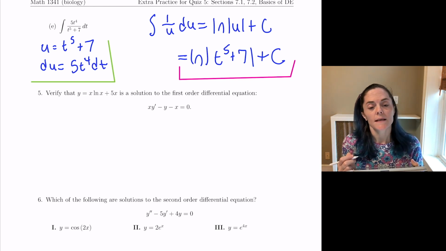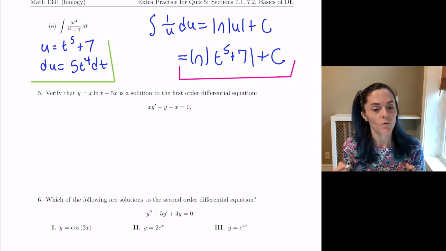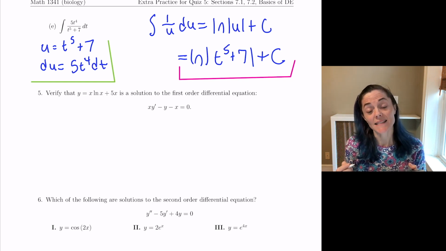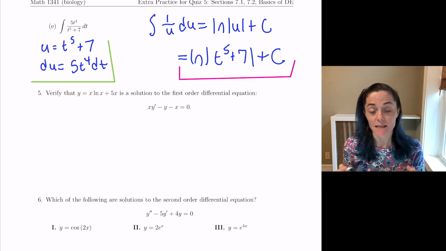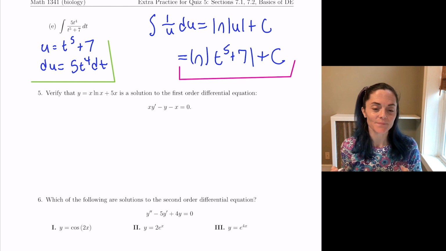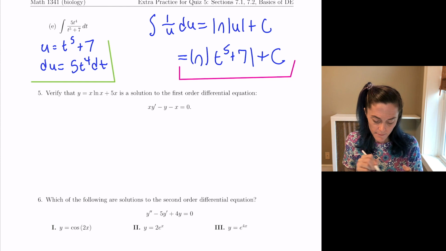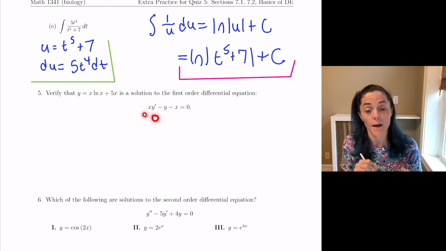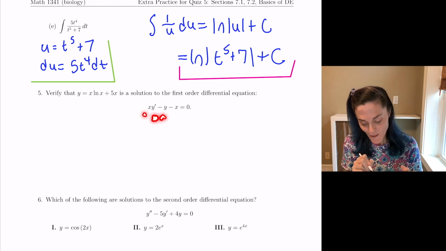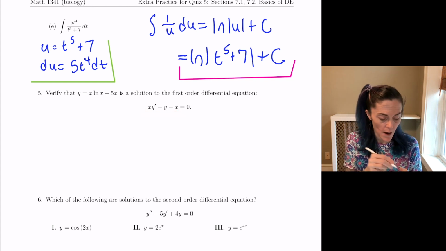Okay, 5 and 6 are on verifying solutions for differential equations. Number 5, we want to verify y is x ln x plus 5x is a solution to this first order differential equation. Well, what we need to do is calculate xy prime minus y minus x and show that it's 0. I'll start by calculating y prime.